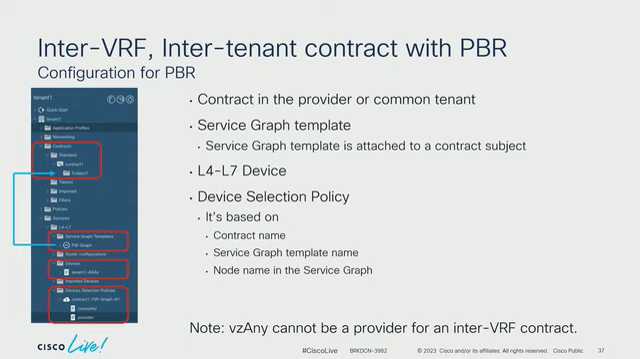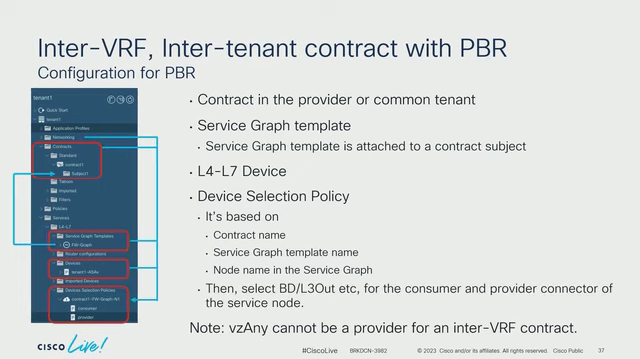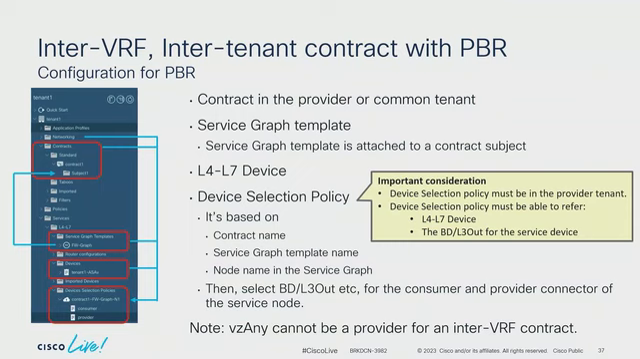It's based on contract name, graph name, and node name. For example, if we apply service graph 1 to contract 1, we're going to use ASA, for example. So it's based on contract name and the graph name and the node name. And as part of device selection policy, we select which segment we're going to put this firewall interfaces in, which BD or L3 out. So device selection policy needs to be able to see the contract, service graph, and network constructs. So important consideration is related to device selection policy.